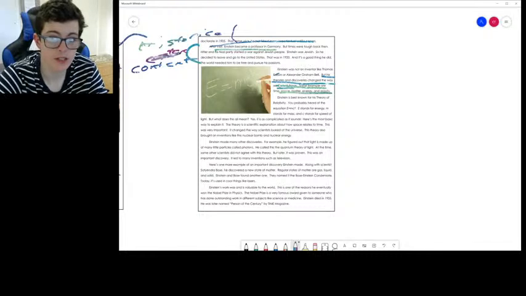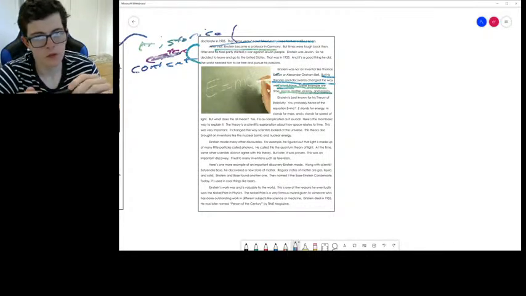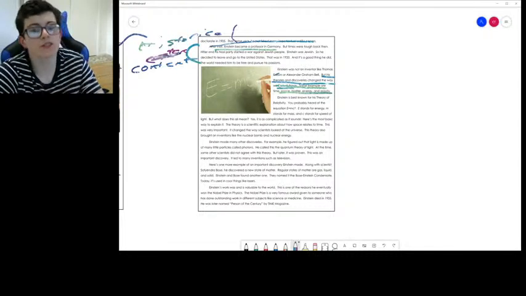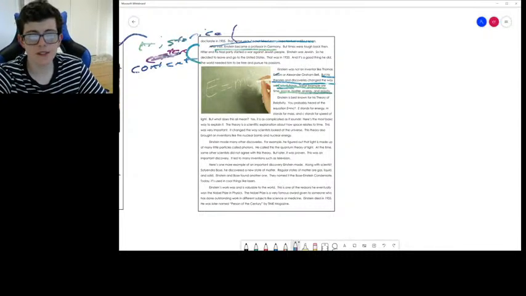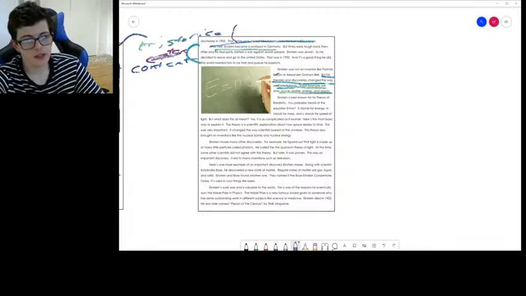Einstein is best known for his theory of relativity. You've probably heard of the equation E equals mc squared. E stands for energy, m for light. But what does this all mean? Yes, it is as complicated as it sounds. Here's the most basic way to explain it. This theory is actually a scientific explanation of how space relates to time. This was very important. It changed the way that scientists looked at the universe. This theory also brought on inventions like the nuclear bomb and nuclear energy.